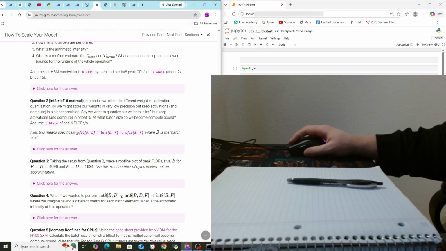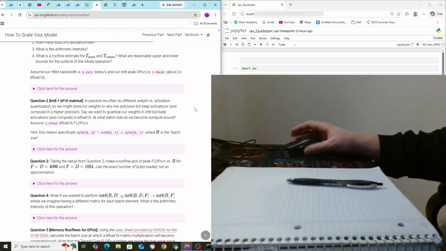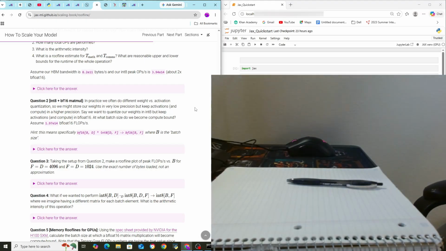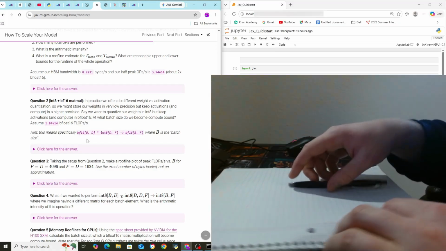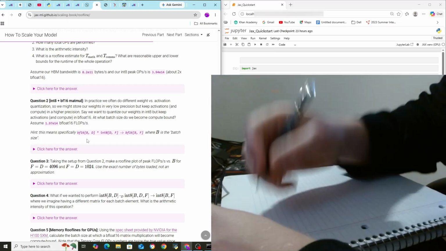B is the batch size. Okay, let me think about this a little bit to know exactly what they mean by that. So the only thing that really changes is rather than doing int8 times int8, going from BF16 to int8. Interesting. So it's the bytes that's changing. The flops should stay basically exactly the same. Let's just write that down.